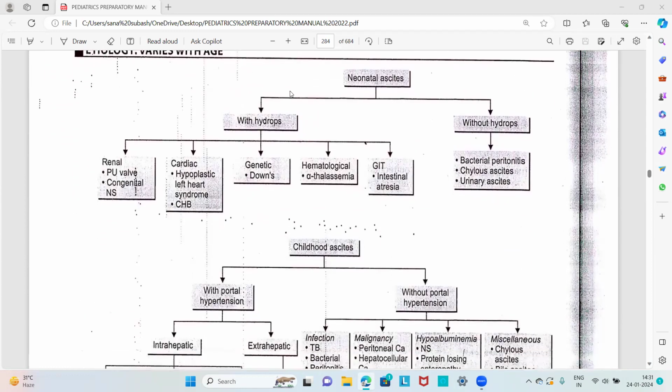In the case of neonatal ascites and in the case of childhood ascites, the etiology is different. In neonatal ascites with hydrops, that is hydrops fetalis, if there is hydrops fetalis along with the ascites, these are the causes. There will be different system involvement. That is renal: posterior urethral valve and congenital nephrotic syndrome cause neonatal ascites with hydrops.